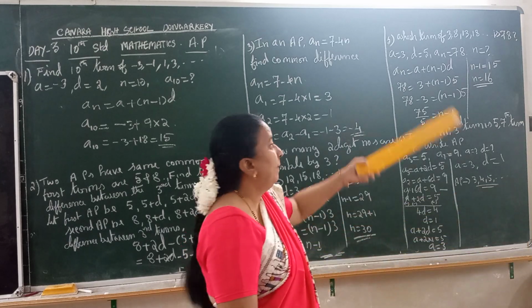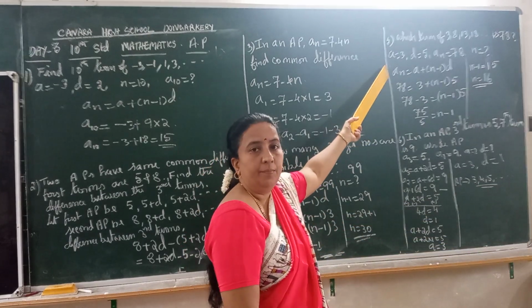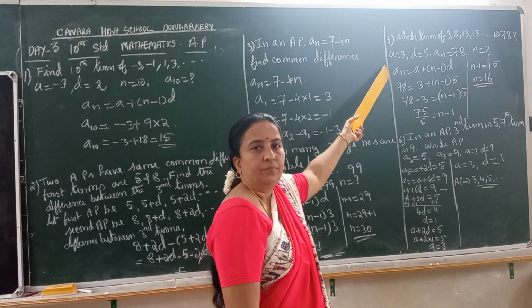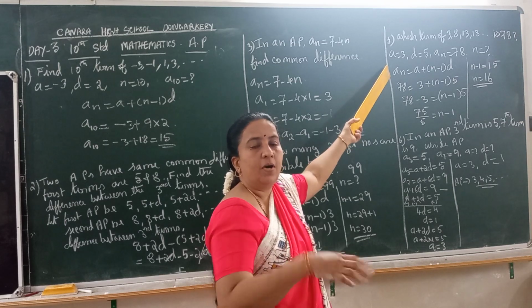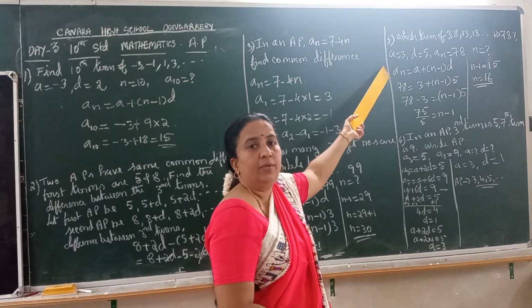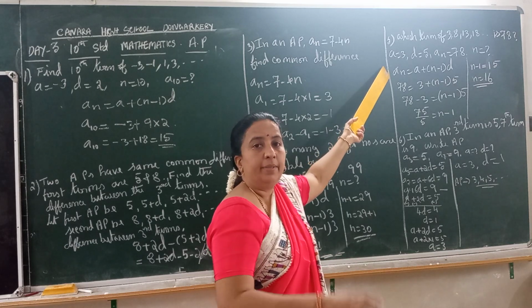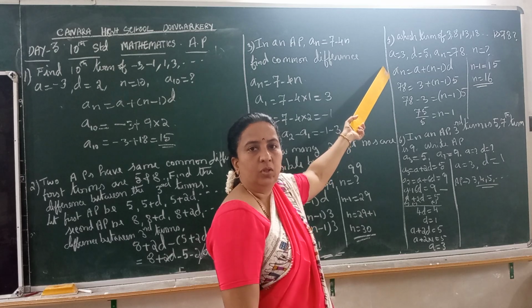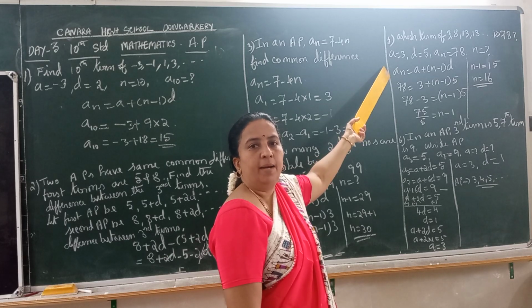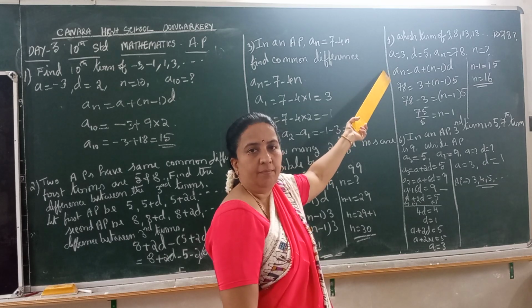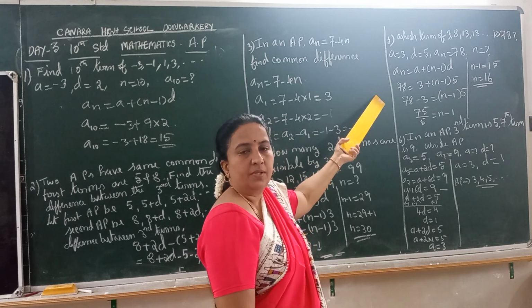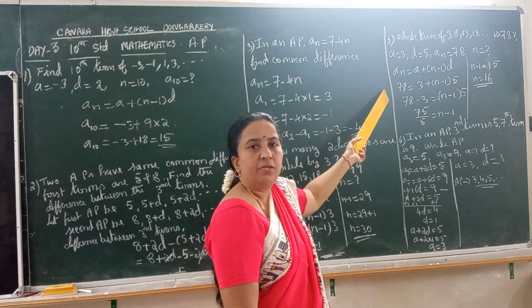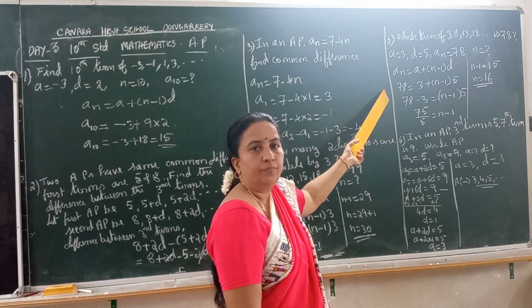An is equal to a plus n minus 1 into d. Say the formula orally, then only you will memorize it. When I am telling, even you should say An is equal to a plus n minus 1 into d. Now substitute. 78 is equal to 3 plus n minus 1 into 5.